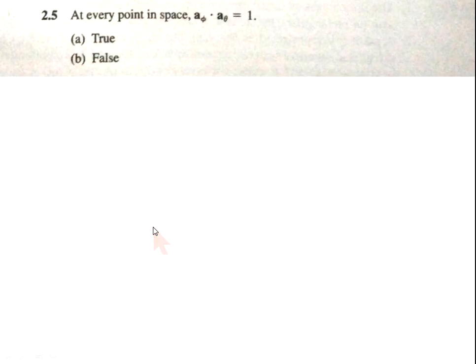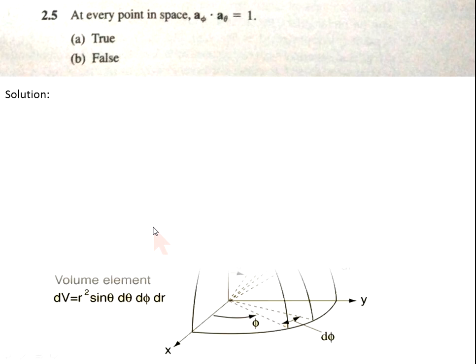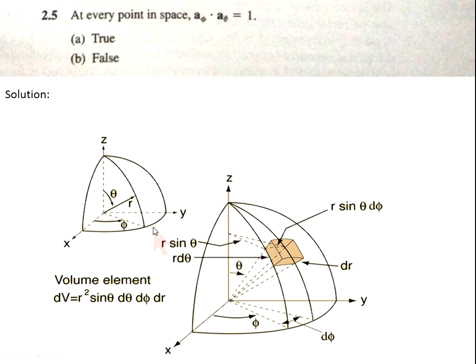Now come to question number 2.5. At every point in the space, a_phi dot a_theta equals 1. Now which one is true and false? So a_phi in this direction and a_theta in this direction, both these directions are perpendicular to each other, so the dot product of perpendicular vectors is 0, so it is false.